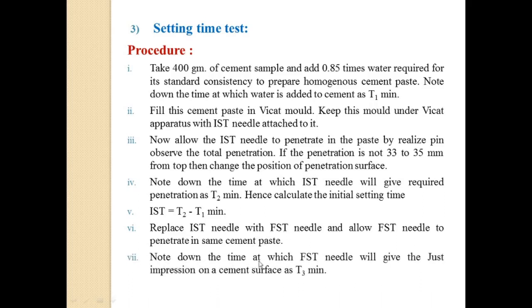Then note down the time at which the final setting time needle gives just an impression on the cement surface. We know the tip of the final setting time needle has a rim that is 0.5 mm greater than the needle. So we have to take the time at which this needle gives just an impression on the cement. That time is T3 in minutes. So final setting time we can calculate as T3 minus T1 minutes.